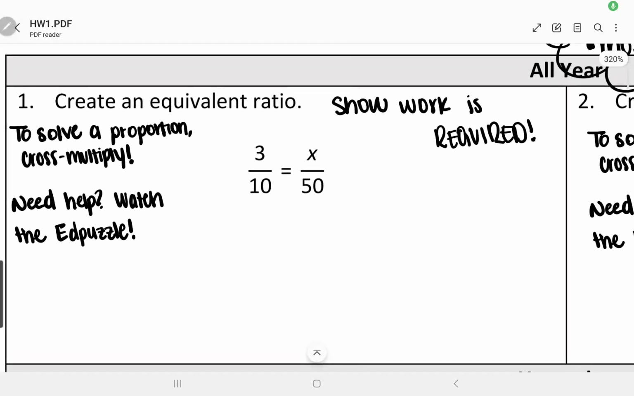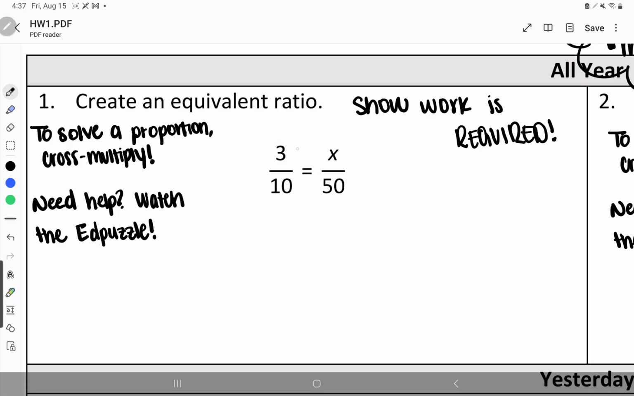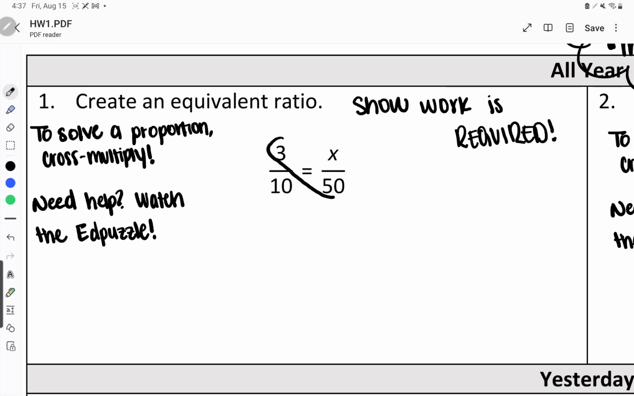For question number 1, we are looking at what we call a proportion. A proportion is two ratios that are set equal to each other. The way that we solve proportions is by cross multiplying. So what would I multiply 3 by? I would multiply 3 times 50.